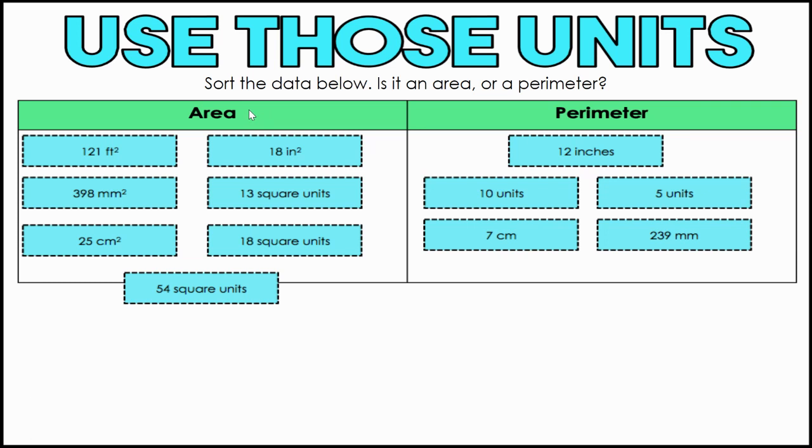And when we use perimeter and area, we're always labeling our numbers with these units, whether you say units or you say inches. For perimeter, you'll see you're going to use just this as the unit. You don't say square or squared for this. So perimeter would be 12 inches, 10 units, 7 centimeters, 239 millimeters.